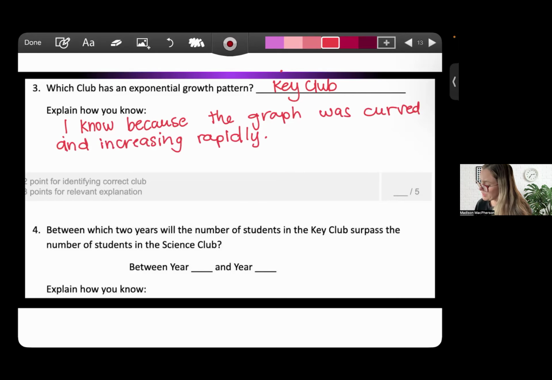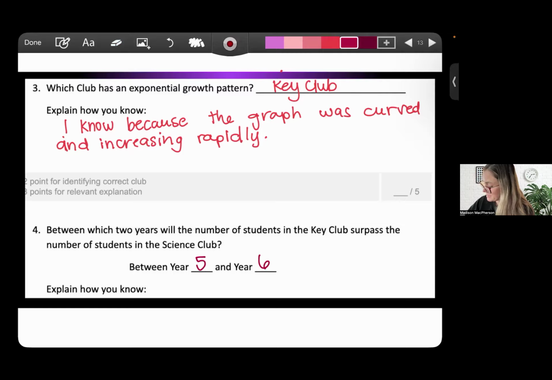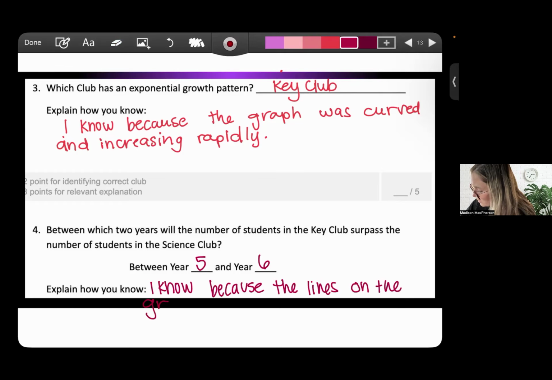Okay, between which 2 years will the number of students in the Key Club surpass the number of students in the Science Club? So if you look at that graph again, and look at where those two lines intersect, they intersect in between years 5 and 6. So between year 5 and year 6, I know because the lines on the graph intersect between those years.